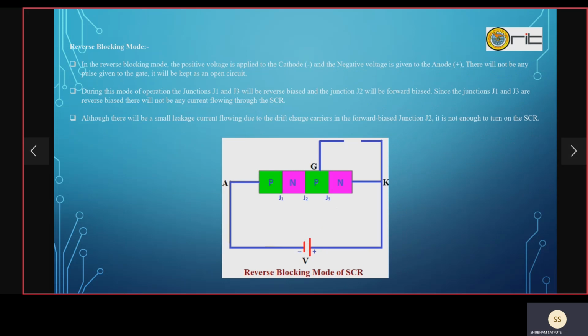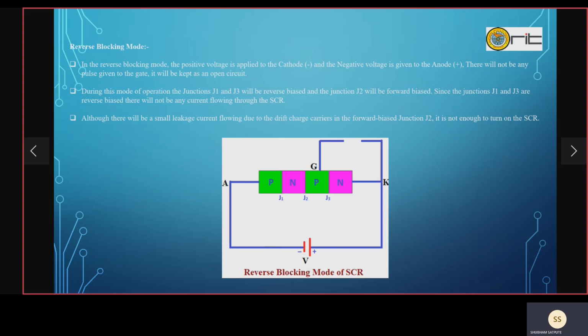In reverse blocking mode, the positive voltage is applied to the cathode and the negative voltage is applied to the anode, and there will not be any pulse given to the gate. It will be kept as an open circuit.